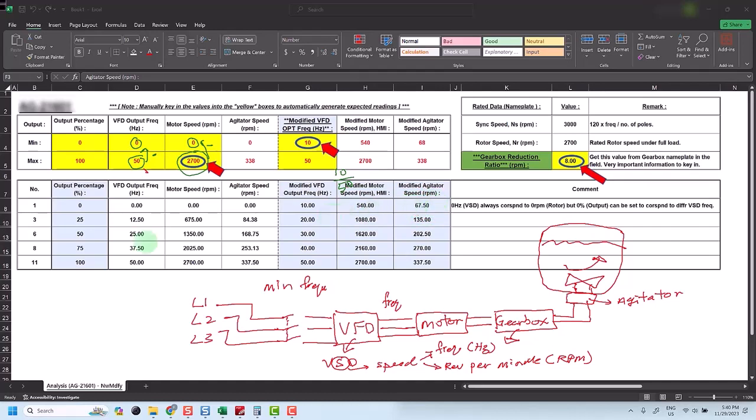Similarly, the 50% will not correspond to 25 Hz or 1350 RPM motor speed or 168.75 RPM of agitator speed. Instead, the 50% will correspond to 30 Hz modified VFD output frequency, which is this one, and then it will correspond to 1620 modified motor speed, which is this one, and then it will generate 202.50 RPM modified agitator speed, which is this one.